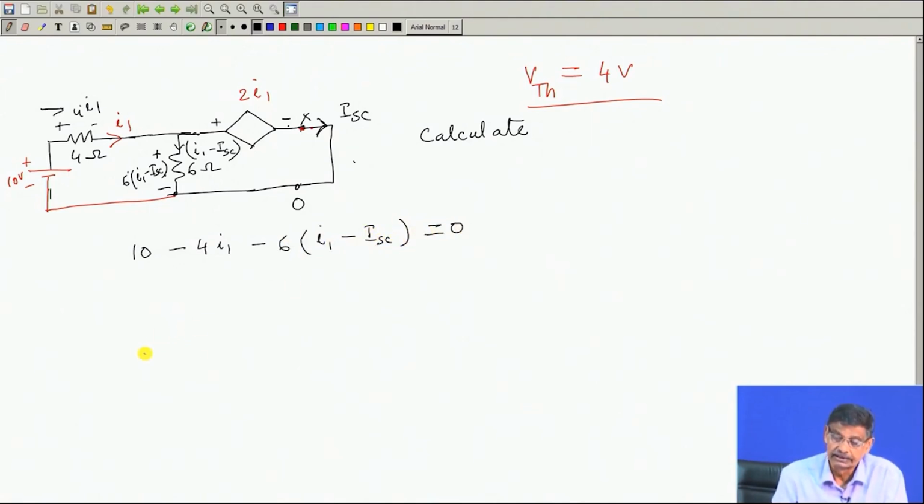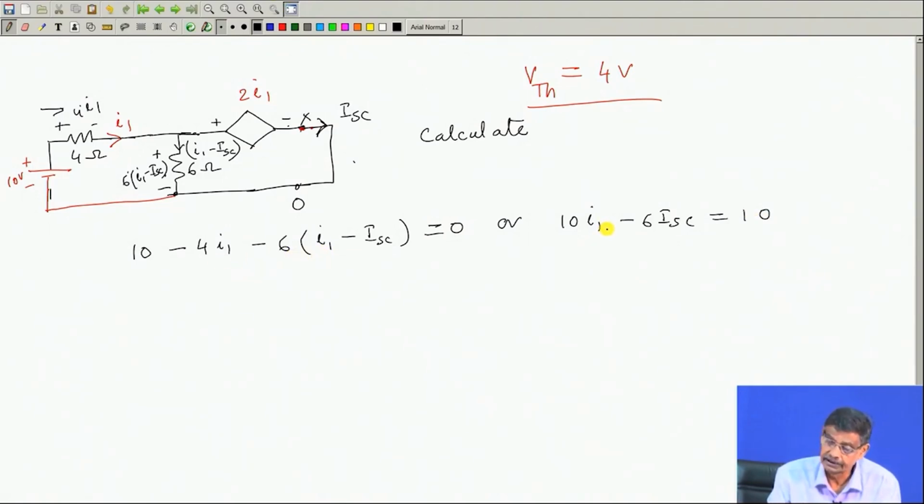So, how many unknowns are there? 2 unknowns, I1 and ISC. So, this is one equation, and if you simplify it, it will be 10 I1, I will take it to that side, and plus 6 ISC. If I take it to the other side, it will be 6 ISC, and on this side what remains is 10. 10 minus 4 I1 minus 6 I1, that is minus 10 I1.